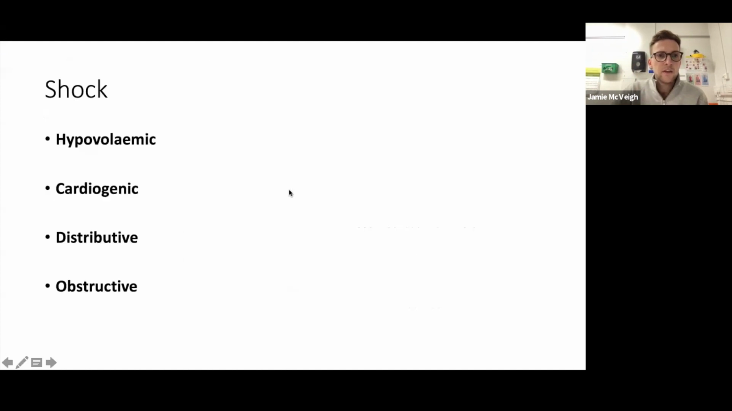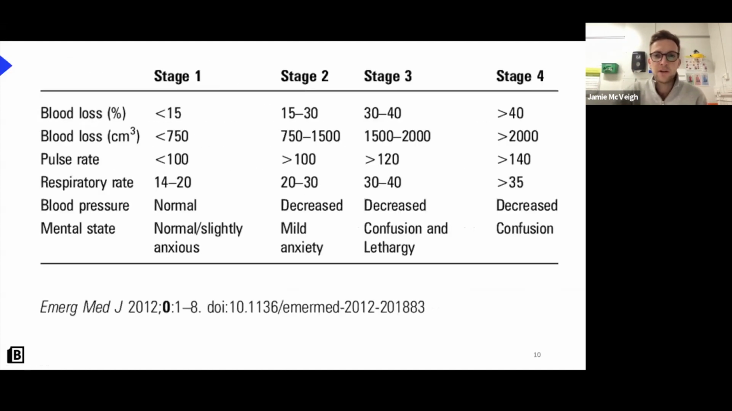Oh, sorry, I skipped past this slide. So these are the 4 stages of shock. Stage 1, you're thinking, hang on, there might be something grumbling away, but particularly if they're young, they will compensate very well, and typically their obs are fine. So you can see here, pulse rate, blood pressure, resp rate, all normal. So it's worth having in the back of your mind that people can be in shock and seem actually all right.